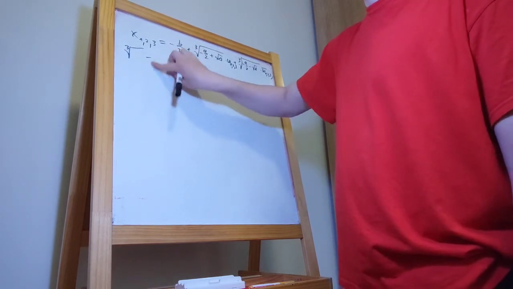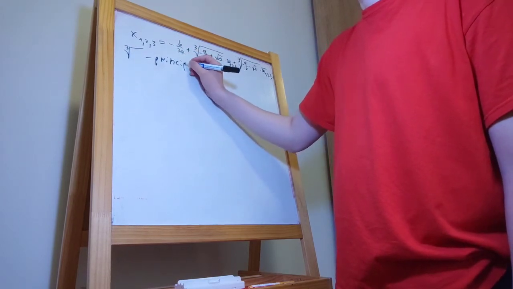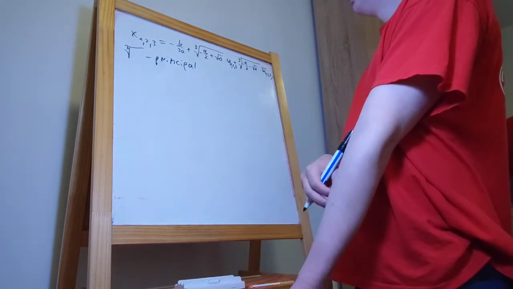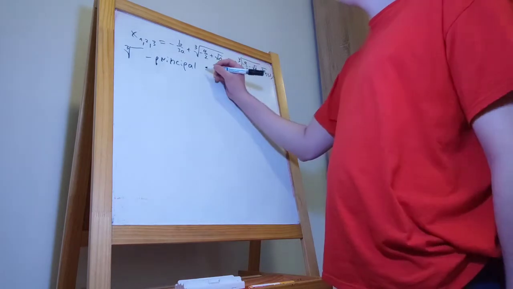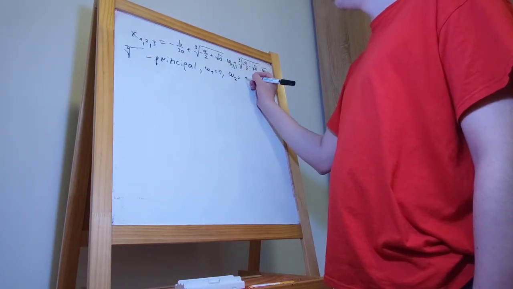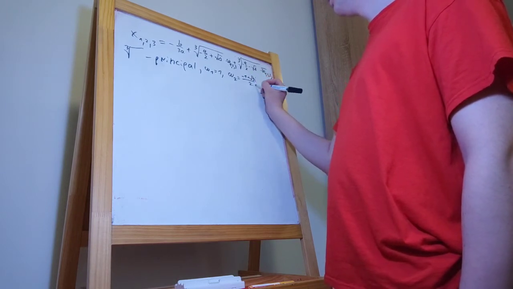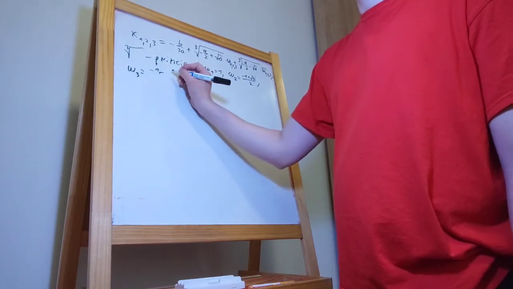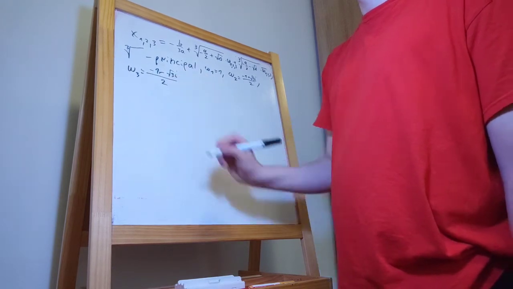Always remember that. And omega 1 is equal to 1, omega 2 is equal to minus 1 plus square root of 3i over 2. Omega 3 is equal to minus 1 minus square root of 3i over 2.